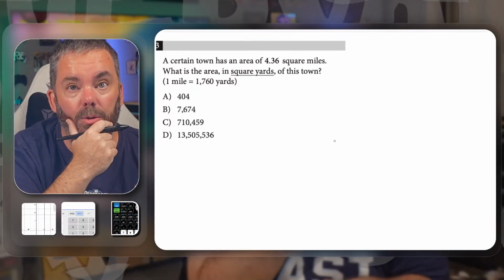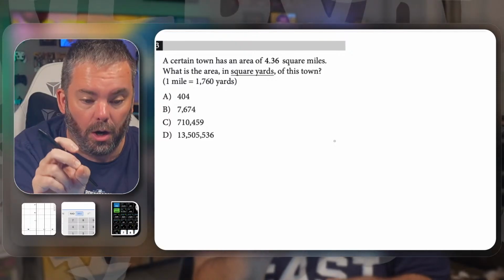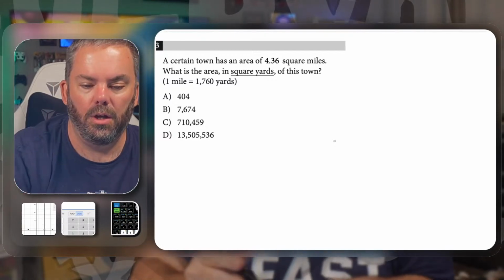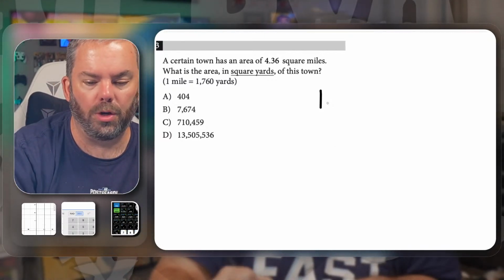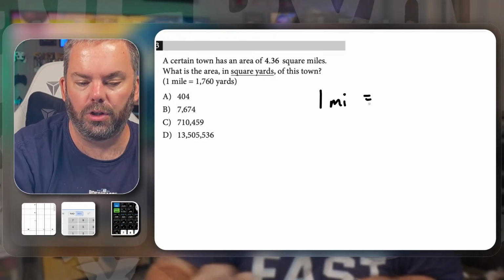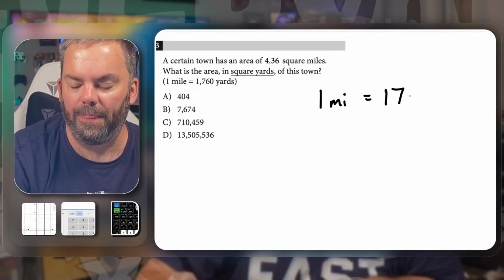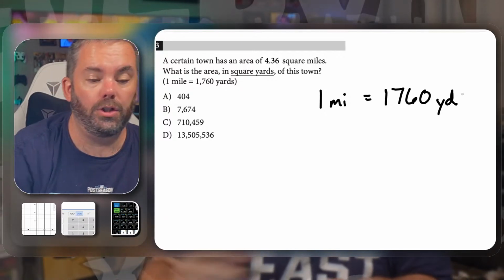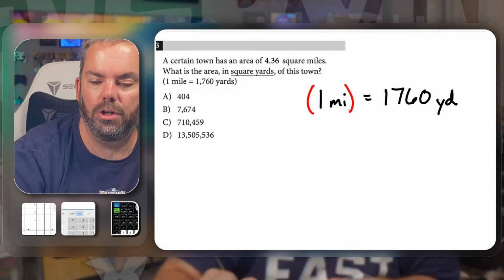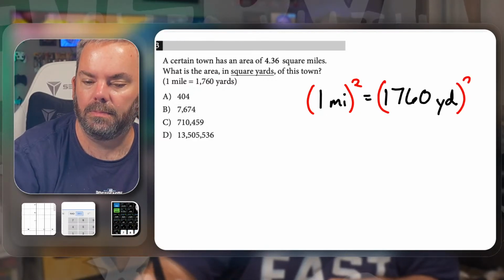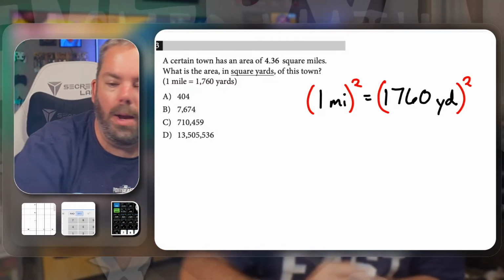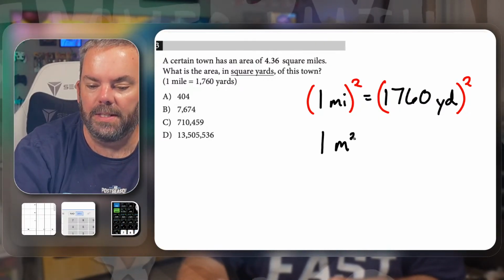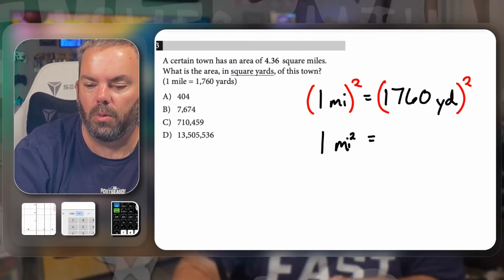What you need to do, since we're talking about square yards, notice they underlined it. We're talking about square yards and not yards. So the shortest way to this answer is to write down the conversion. 1 mile is the same as 1,760 yards. And if we want to convert to square yards, then we should square both sides. 1 mile times 1 mile would be 1 square mile. This is about to give us the conversion for 1 square mile.